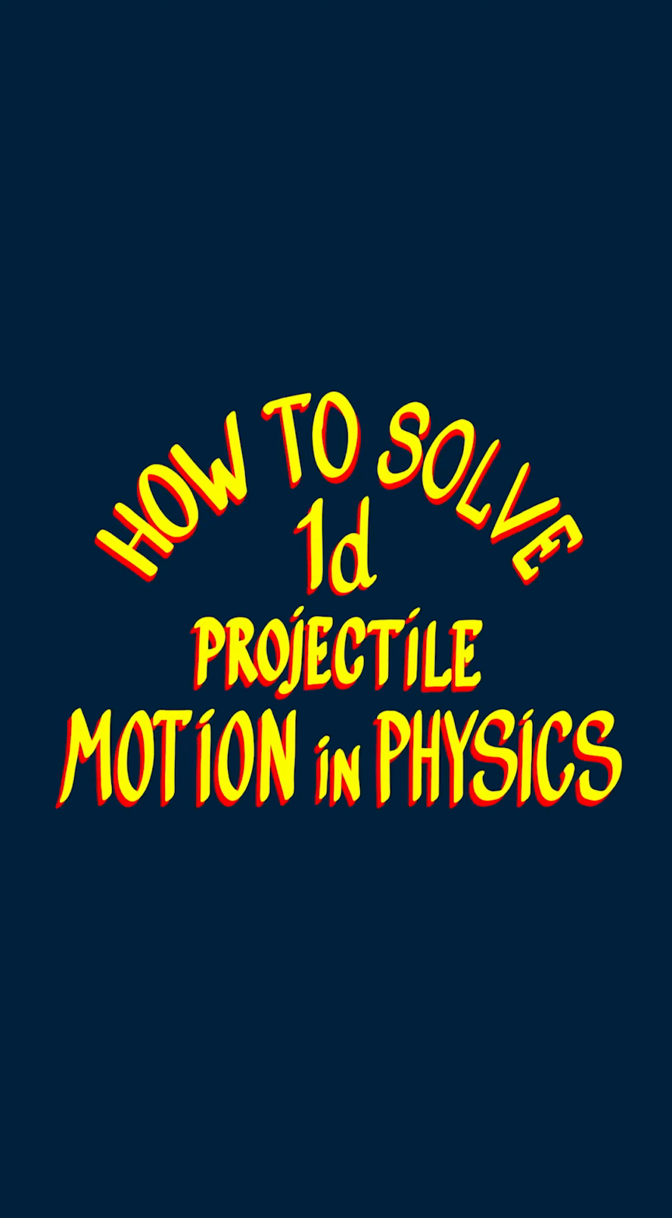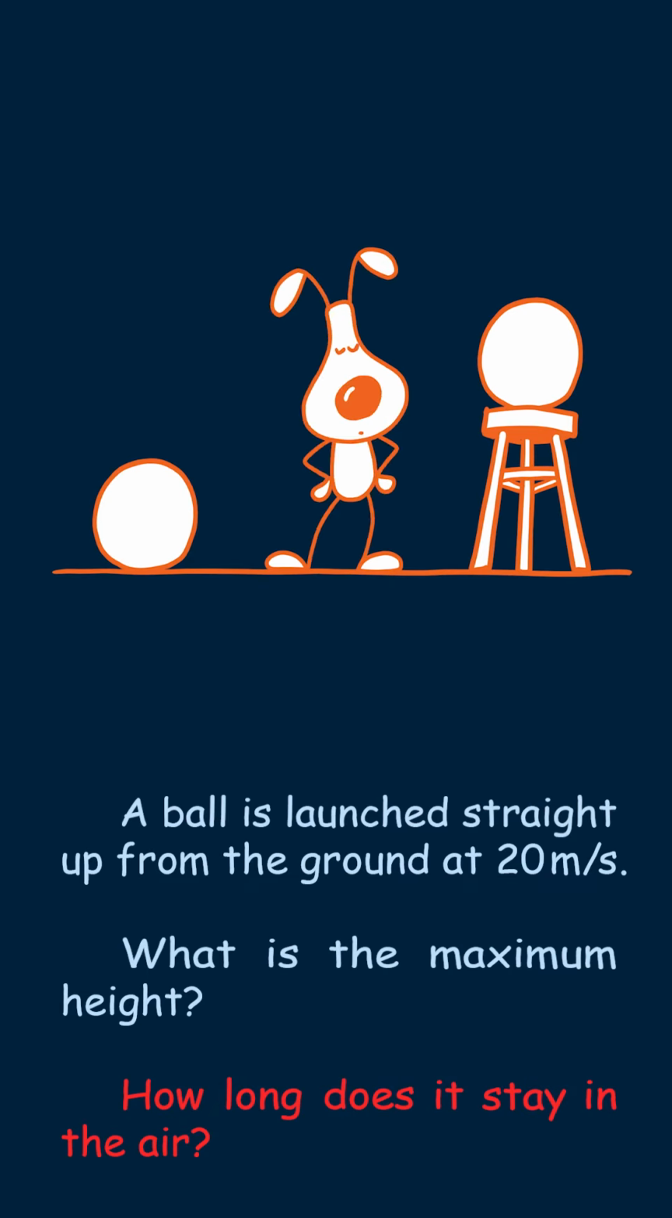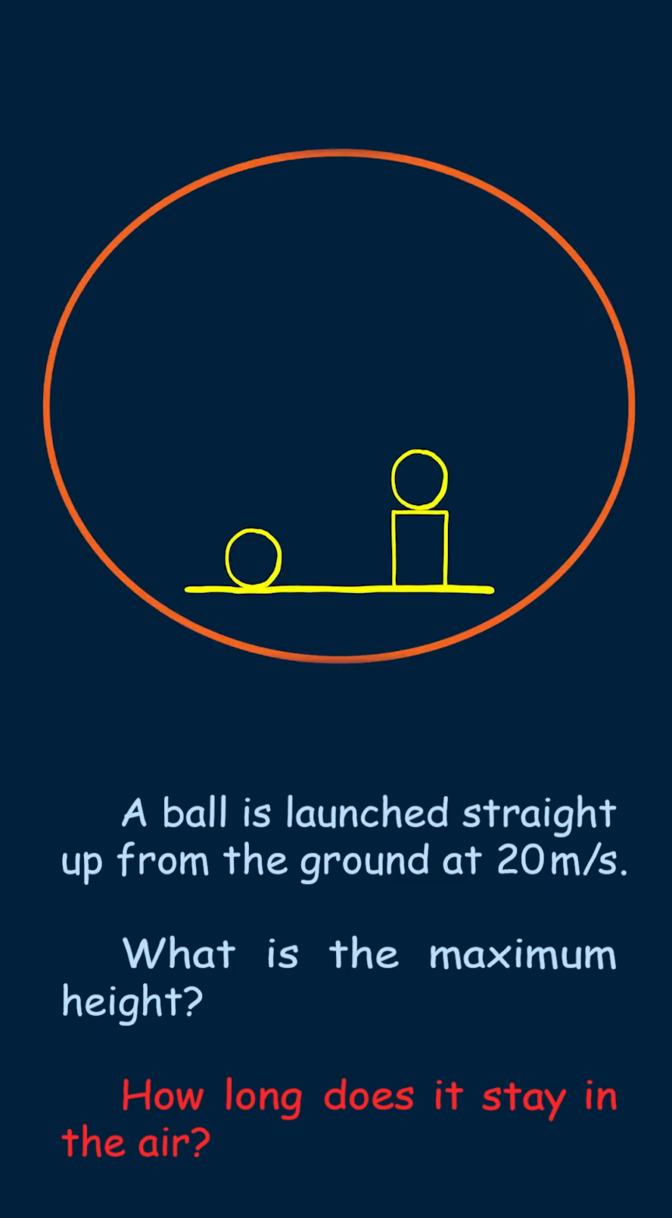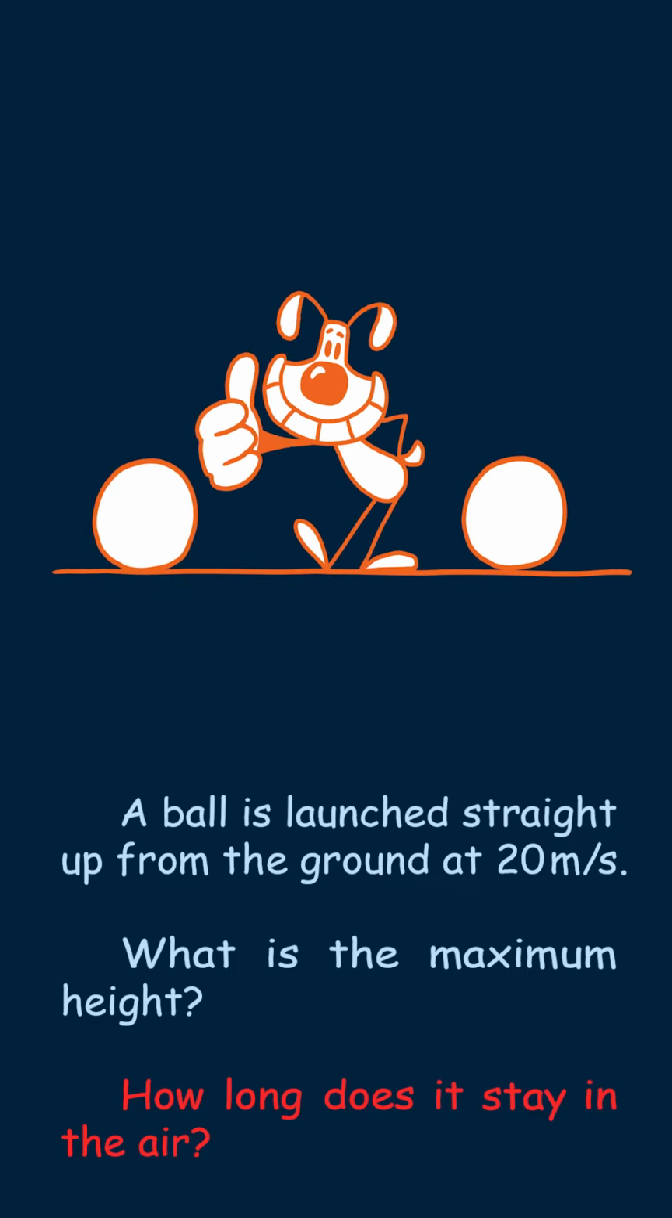Here's how to solve a 1D projectile motion problem in physics. Warning: this trick only works if the starting and ending height of an object are the same. Which, since our ball starts on the ground and ends on the ground, we're all good.